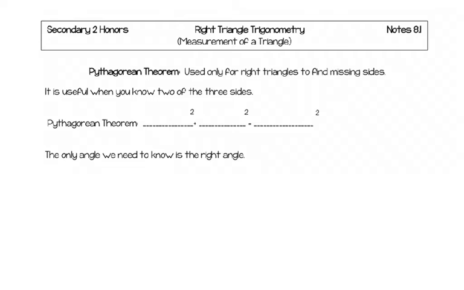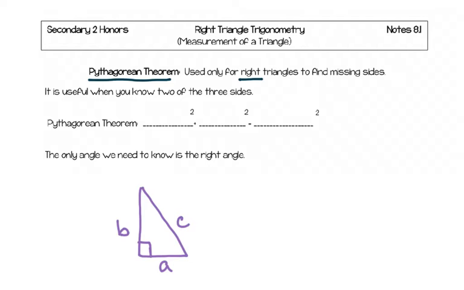All right, to start off, remember what we've learned about the Pythagorean Theorem in the past. Remember that it's only used for right triangles, and we use it to find missing sides. So we've learned before that if you have a right triangle, you have the legs, and then you have the hypotenuse. And if you take a leg squared plus leg squared, it equals hypotenuse squared. So just recall that: a squared plus b squared equals c squared.